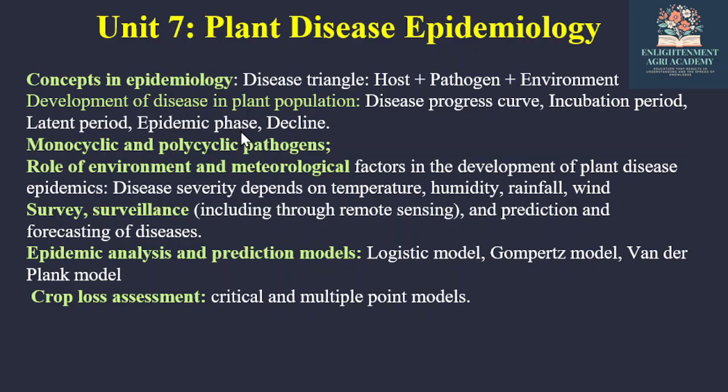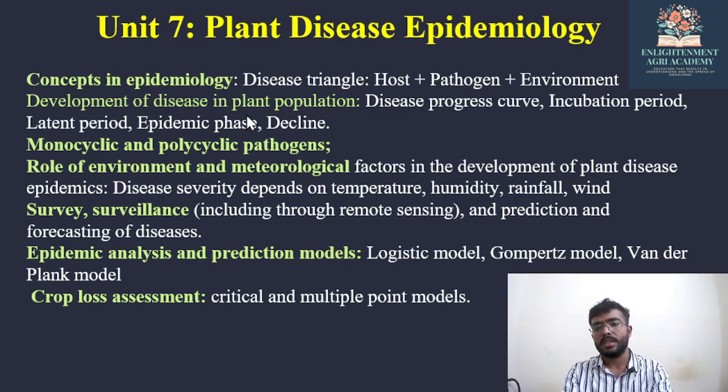So survey, what is meant by survey: go to the fields, take the samples and identify the diseases. So this is the sample survey. What is meant by surveillance, including remote sensing and prediction and forecasting of diseases. Then epidemic analysis and prediction models: the logistic model, Gompertz model, Vanderplank model. So these are the three epidemic analysis models. Then crop loss assessment, critical and multiple point method. So in plant disease development, these are the basic topics, and we will discuss more in our upcoming lectures.